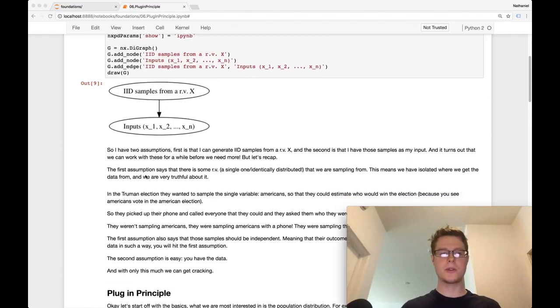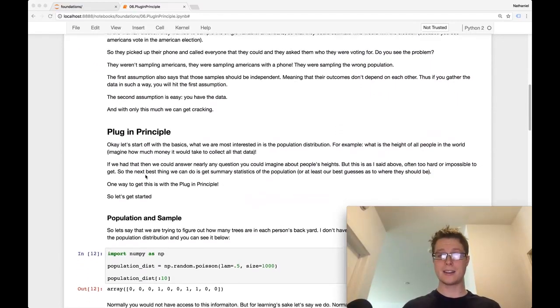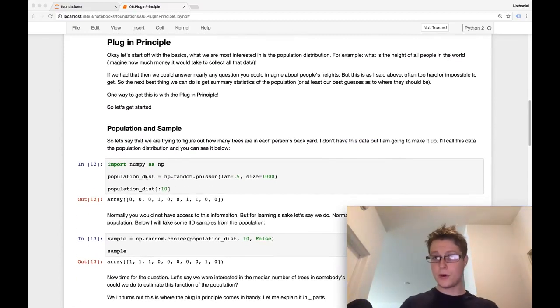Once we have our assumptions, we can use the plugin principle. So let's start off with the basics. For example, we were asked a question about our population distribution. And the question would be, what's the height of all people in the world? And if you had enough money and enough time, you could just find this out. You could survey every single person in the world.